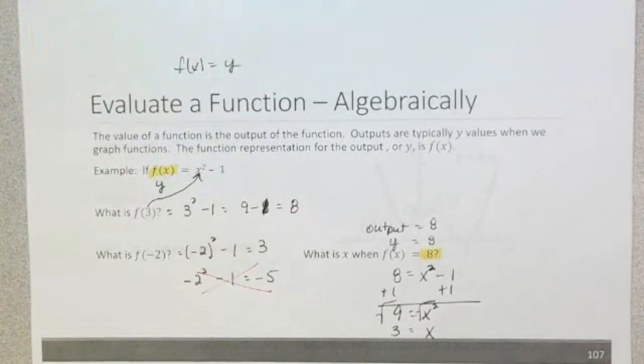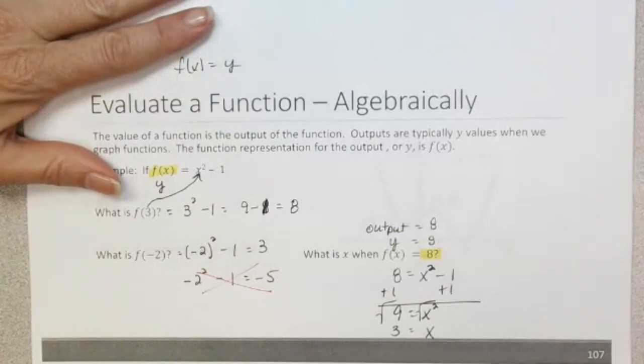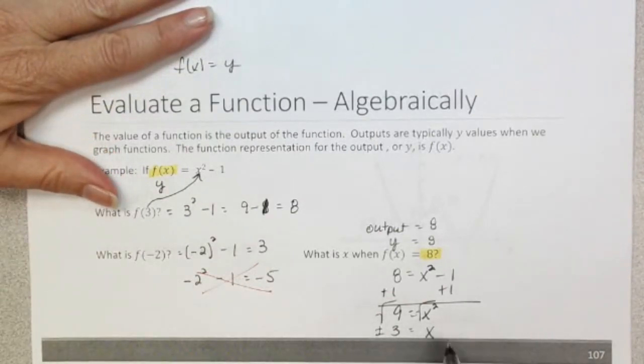Okay. Now, anybody have a problem with that? Is there another possible solution here? X could also be negative 3, couldn't it? Because what is negative 3 squared? Positive 9. What is 3 squared? Positive 9.